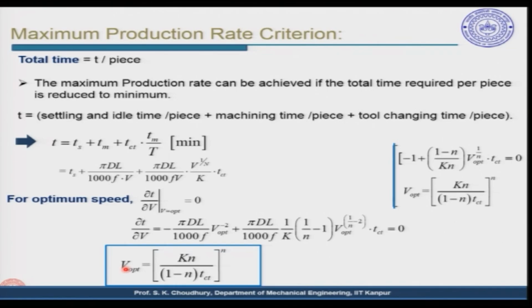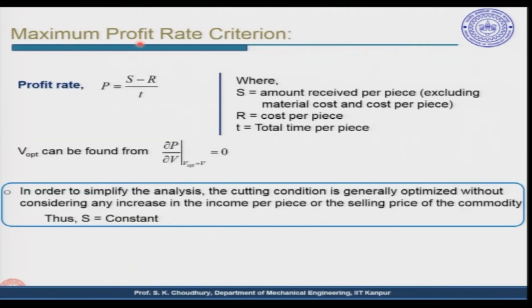Now, similarly, for the maximum profit rate criterion, we can write the profit rate as (S minus R) divided by T. Now, S is the amount received per piece excluding material cost, meaning that we have fabricated a part or a unit, and the money for which we are selling that, in one word the selling price, minus R, the cost per piece, how much we have incurred to produce that part, divided by the total time per piece which has been taken.